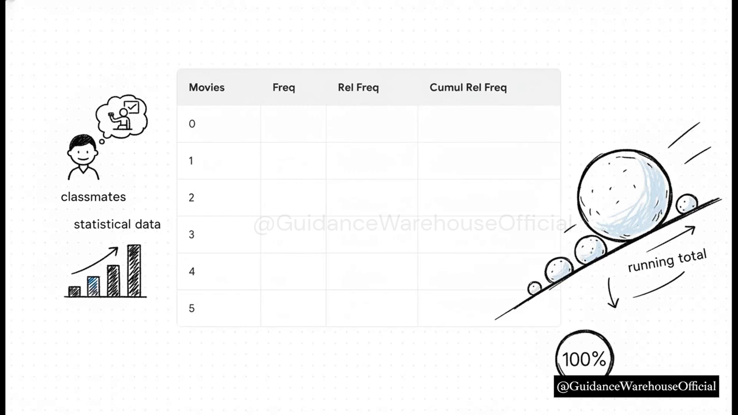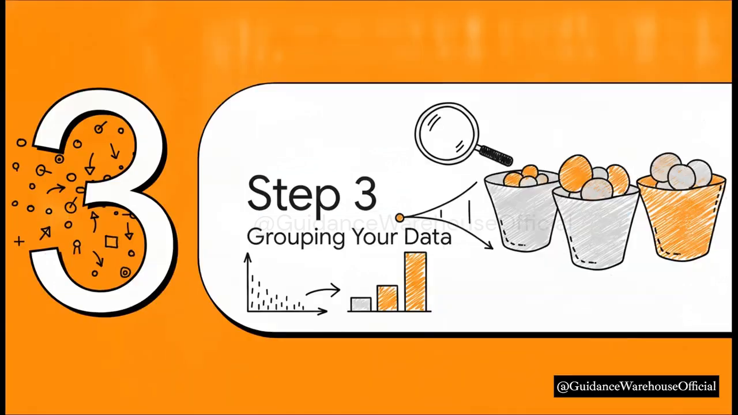To complete our master table, we add one final column, cumulative relative frequency. Think of this column exactly like a snowball rolling down a hill, picking up more and more snow. It basically acts as a running total. As we move down the list from 0 movies to 1 movie to 2 movies, we just add the percentages together. By the time we reach that bottom row of 7 or more movies, our running total will always hit exactly 100% of our surveyed classmates. Guaranteed.